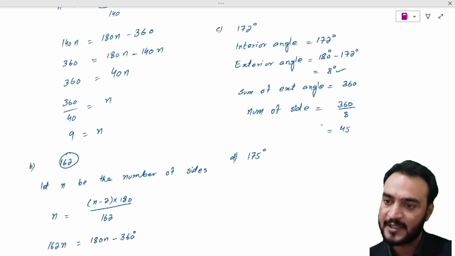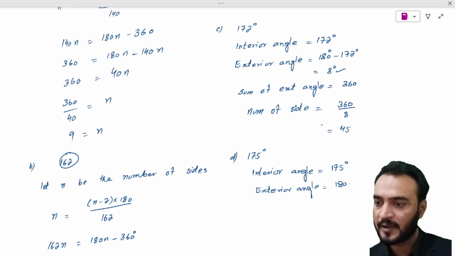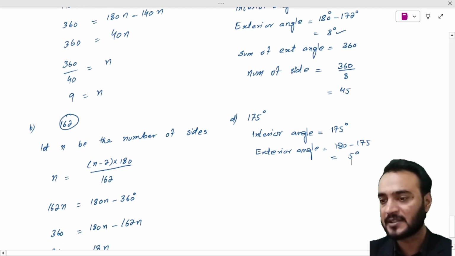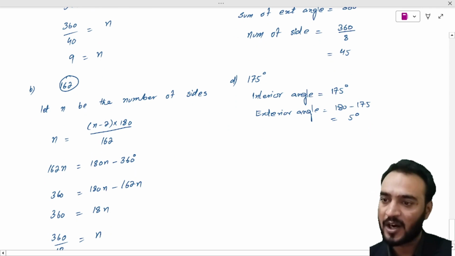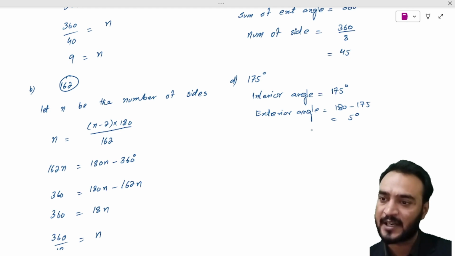175 degrees. This is the interior angle. So interior angle is equal to 175 degrees, and the exterior angle is equal to 180 minus the interior angle, that is 175. Subtracting, we get the answer, that is 5 degrees. This is each exterior angle of this regular polygon. This is the regular polygon, that's why each exterior angle is equal and each interior angle is also the same.